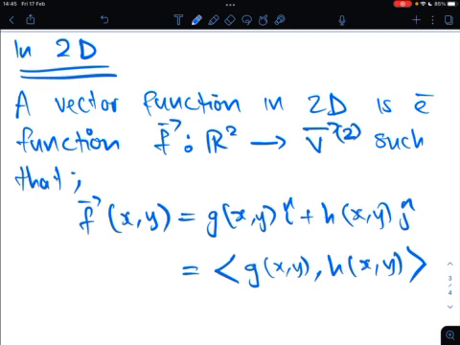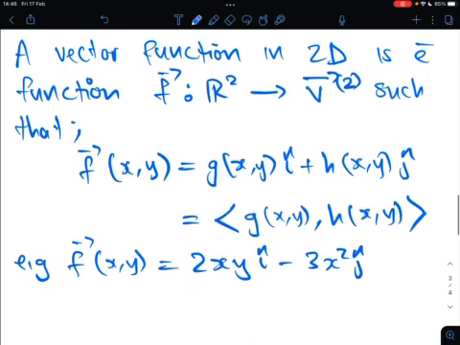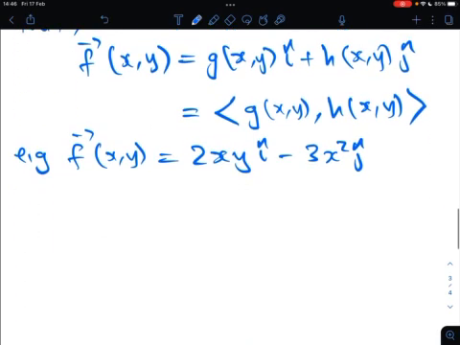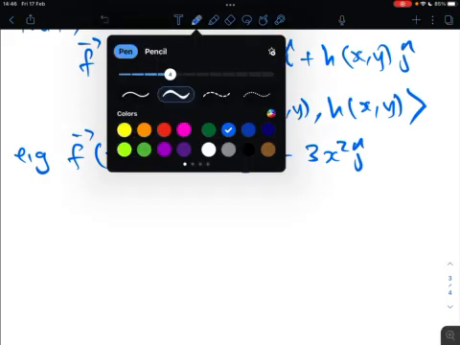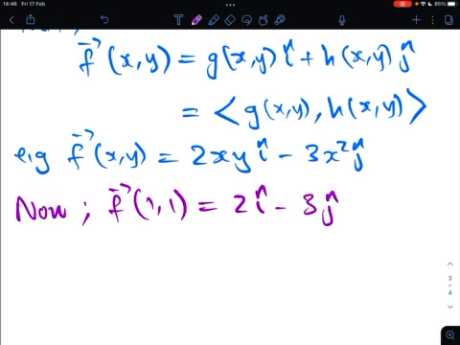Examples of such vector functions are as follows. Let's define the vector function f(x,y), which is 2xy i minus 3x squared j. This is an example of what we call a vector function. Let's see now what exactly it does when we give it a point. If you feed in the point (1,1) into this, what happens? You get 2i minus 3j.